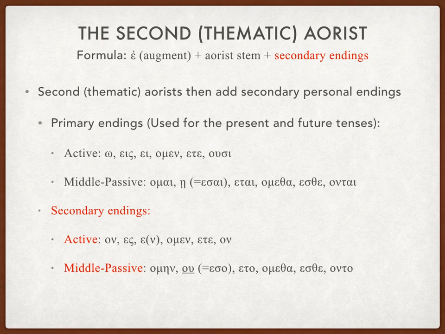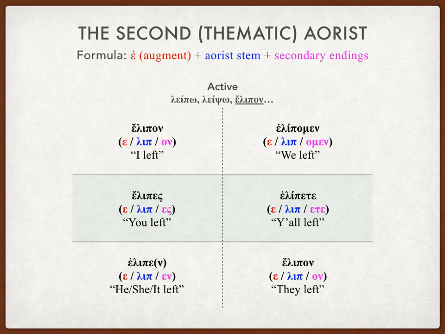These are all going to be endings you need to memorize in this chapter because you're going to see them very frequently attached to aorist verbs. Okay, so what does this look like when we put it together? Let's take one example in the active voice to look at those active endings.